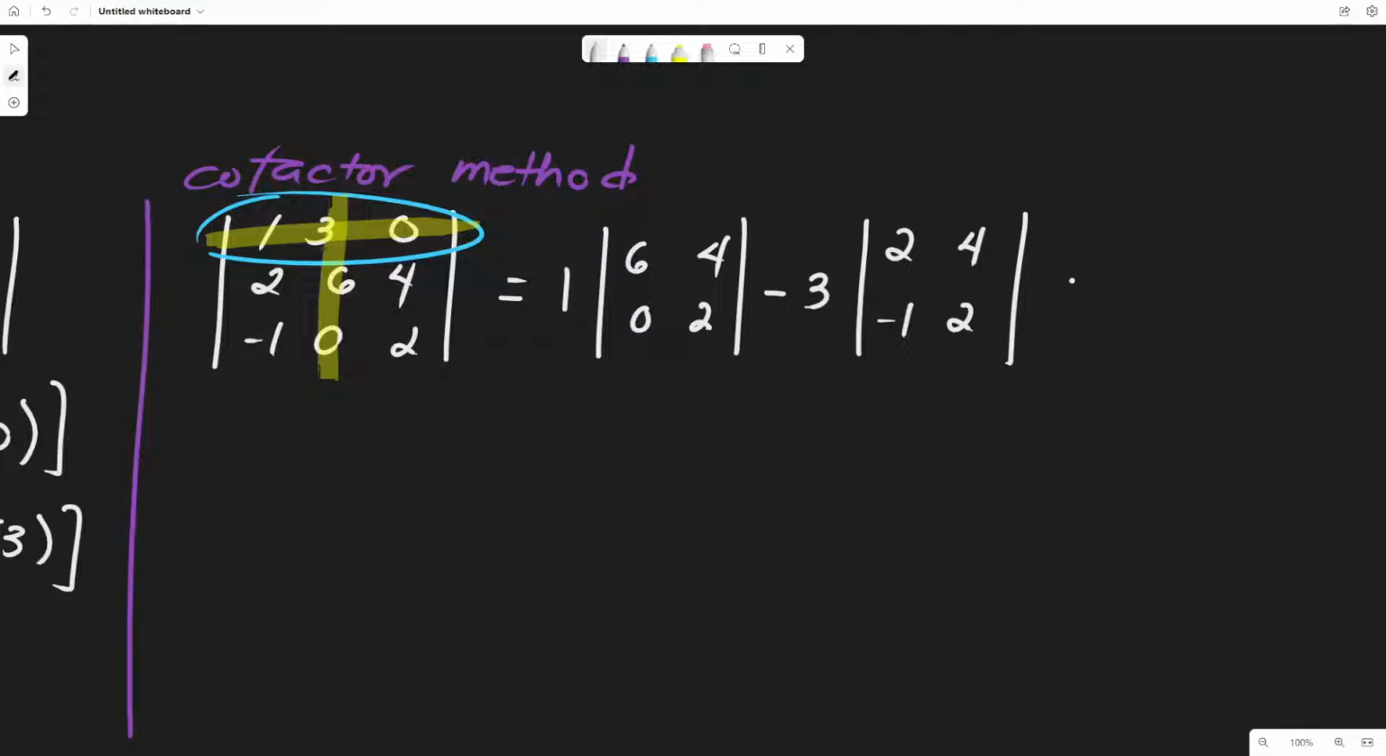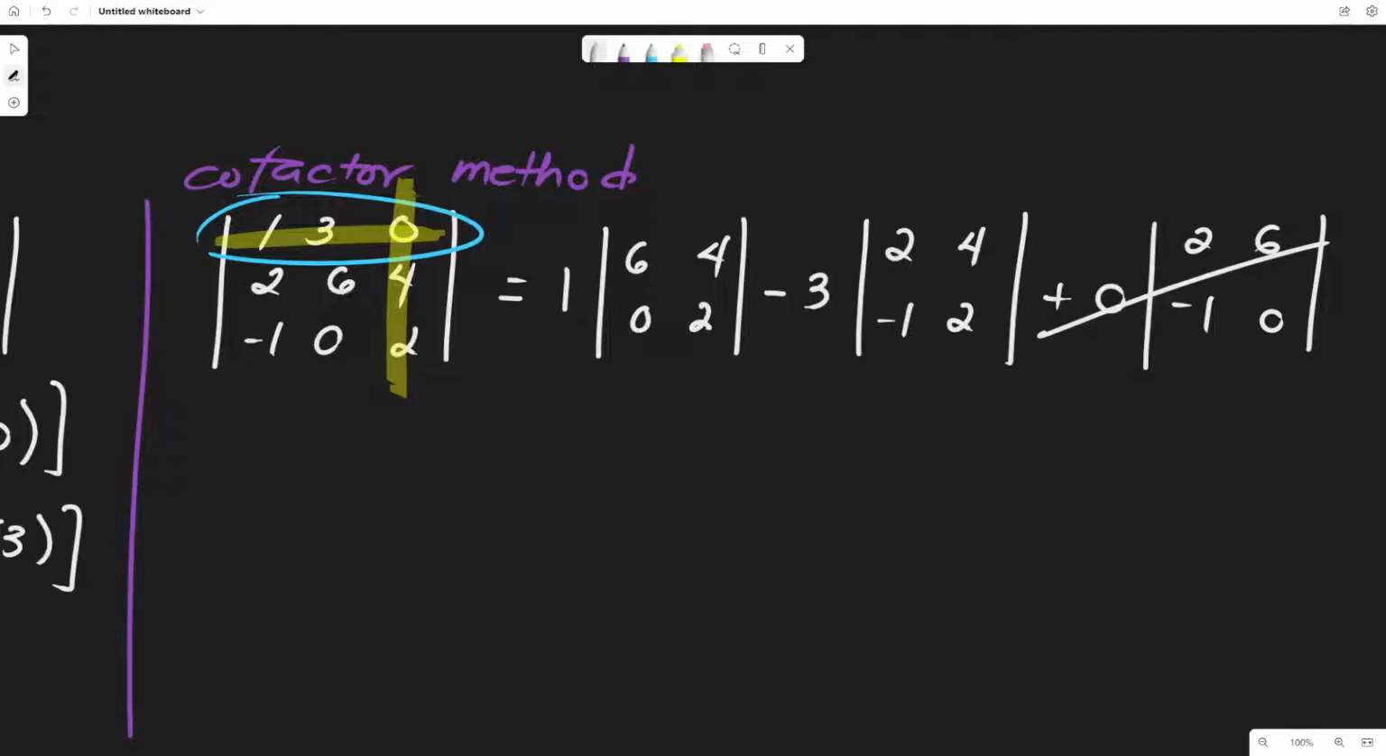Ayan. Then last, no? Plus 0. So, obviously, this won't matter. Pero, sulat na lang natin, no? For the sake of presentation. Ayan. So, we have here 2, 6, negative 1, 0. No? So, this is equal to 0.